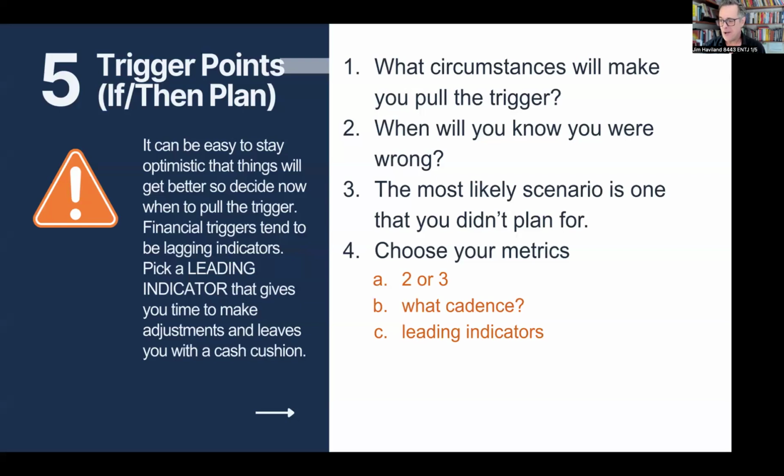The most likely scenario is the one you didn't plan for. That's just the way it is, man. So we've given ourselves these four black and white scenarios, but more than likely there's going to be something in the middle, right? Or completely outside of that.